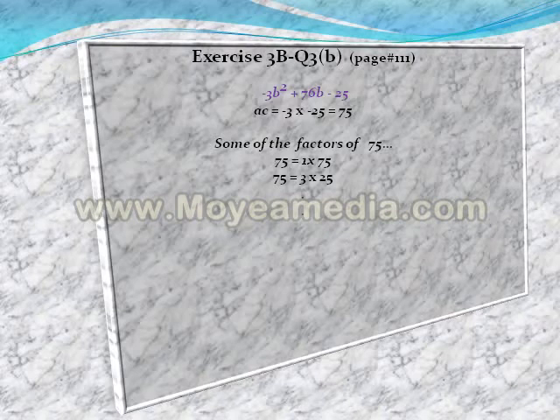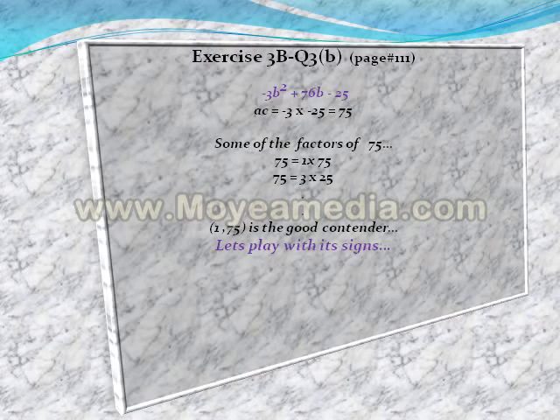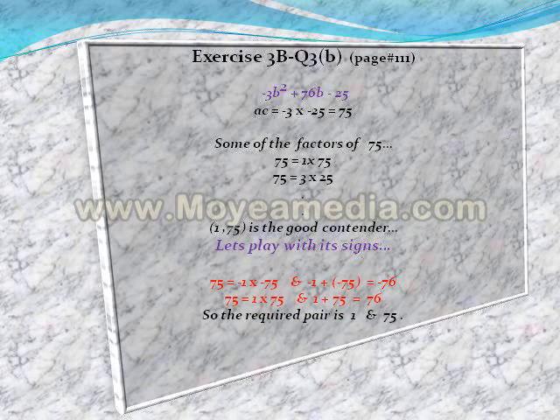Definitely not the second one, 3 and 25: if you add 3 and 25, 3 plus 25 is 28, or 25 minus 3 is 22. So the second one is going out. And let's play with the signs of this pair. If I take minus 1 and minus 75, it gives me 75, okay, the second condition, minus 1 and minus 75 is going to be minus 76, but we are looking for plus 76. So here it is. Simply taking 1 and 75 as positive, the product is 75, and when we add 1 plus 75 it gives us 76. So this is our required pair, 1 and 75.